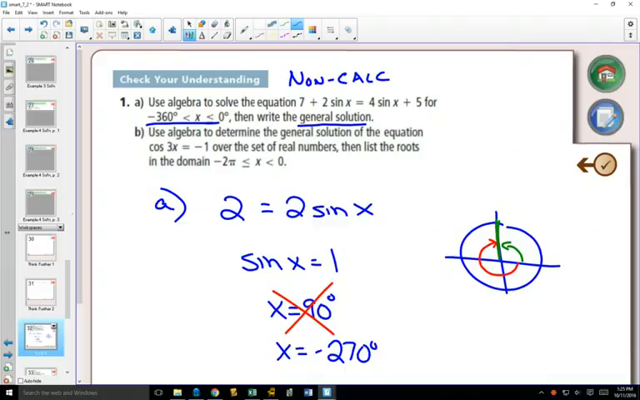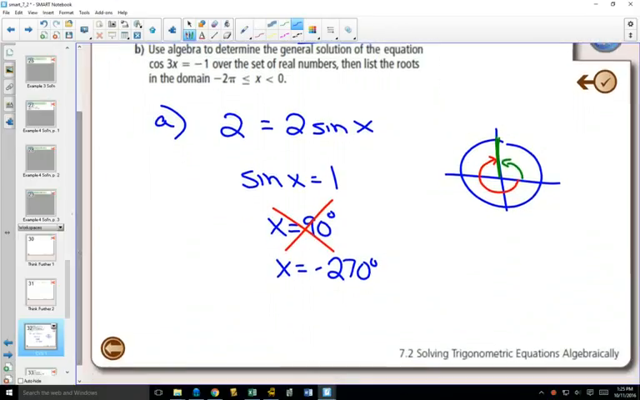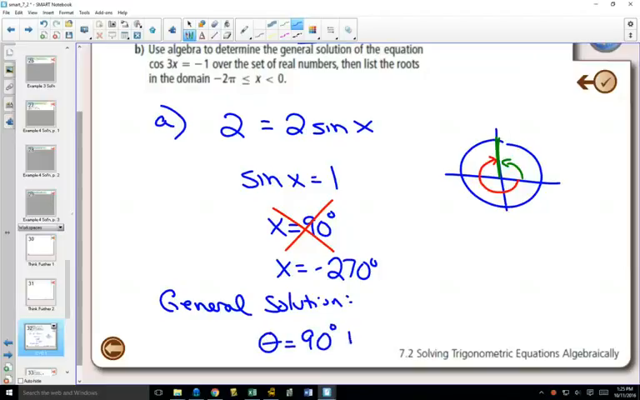So now we've solved for the answer between negative 360 and 0. How do we write a general solution? Well, we find our answers between 0 and 360, which was only 90 degrees. There's only the one answer. And then add 360 times k. So that would be the general solution.